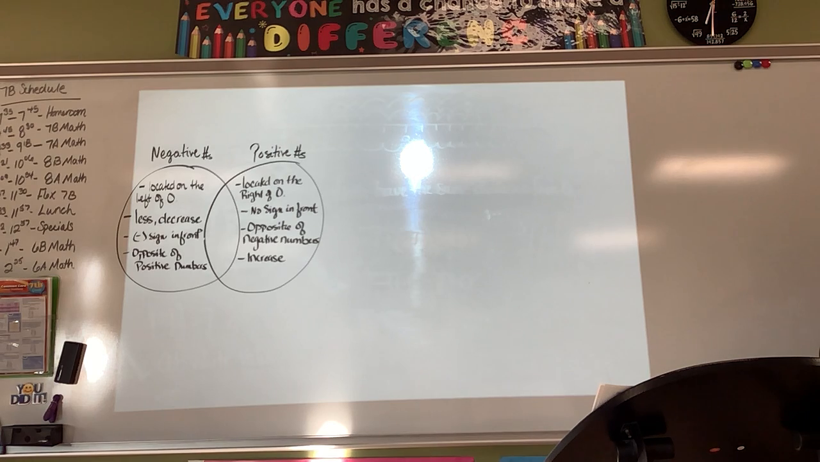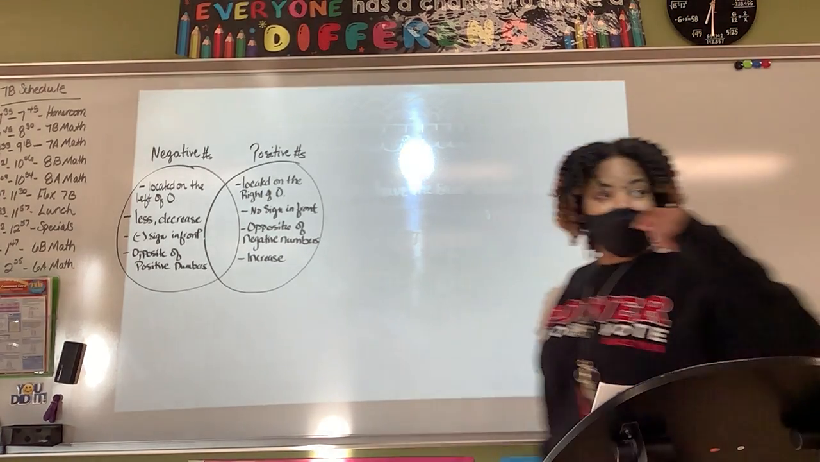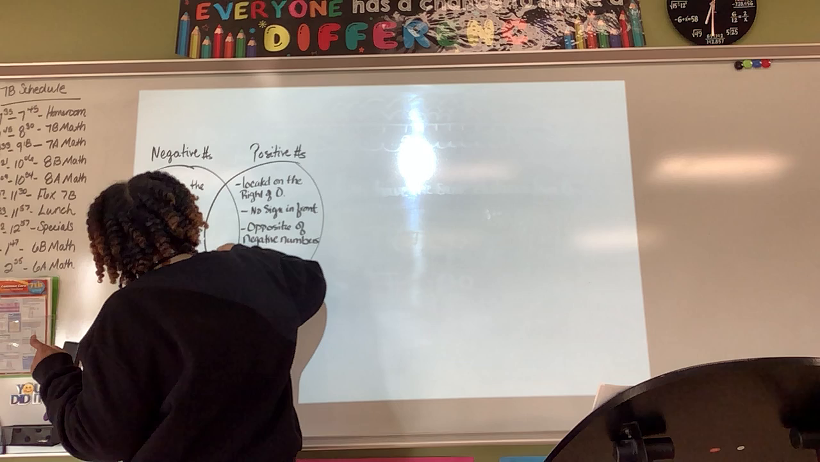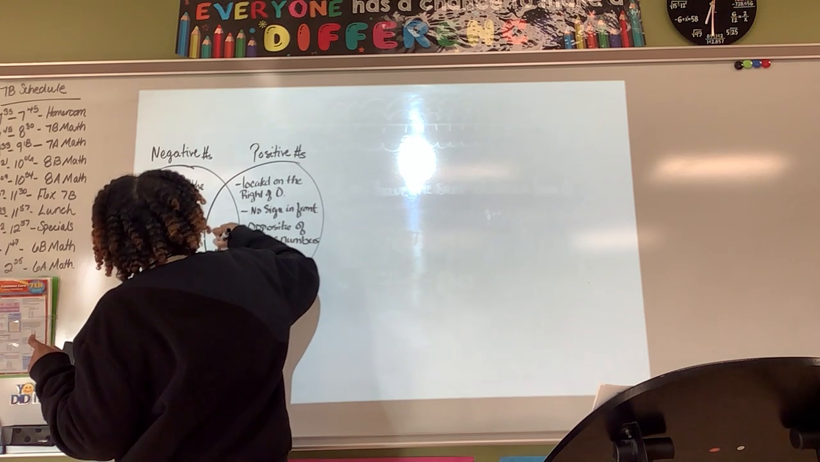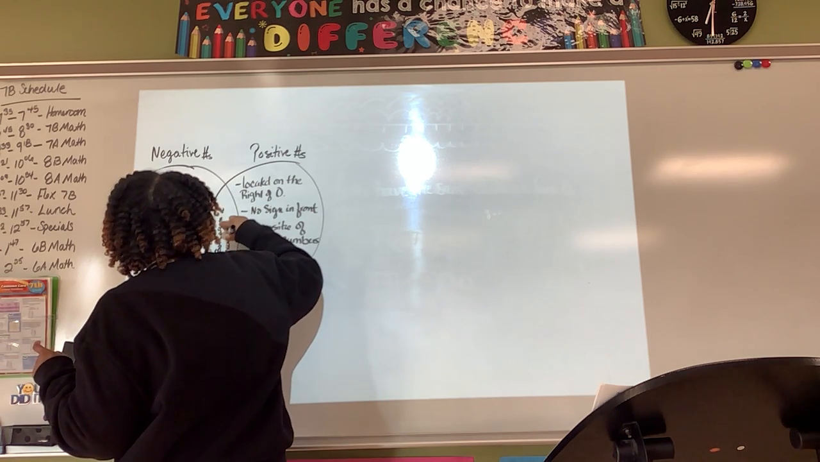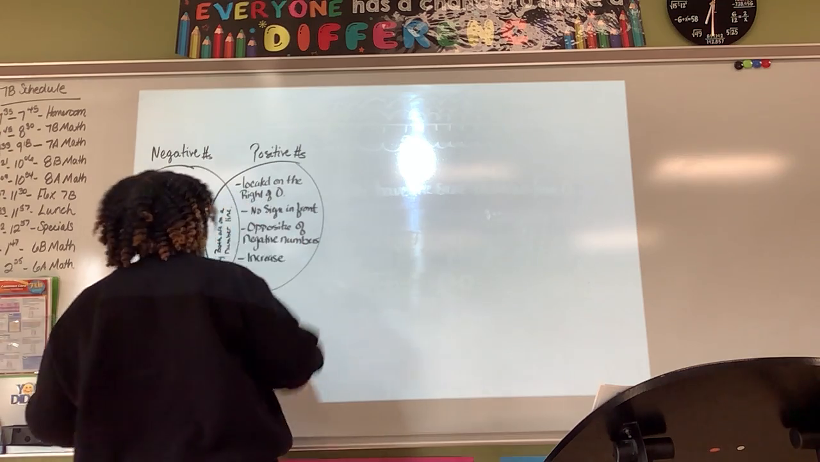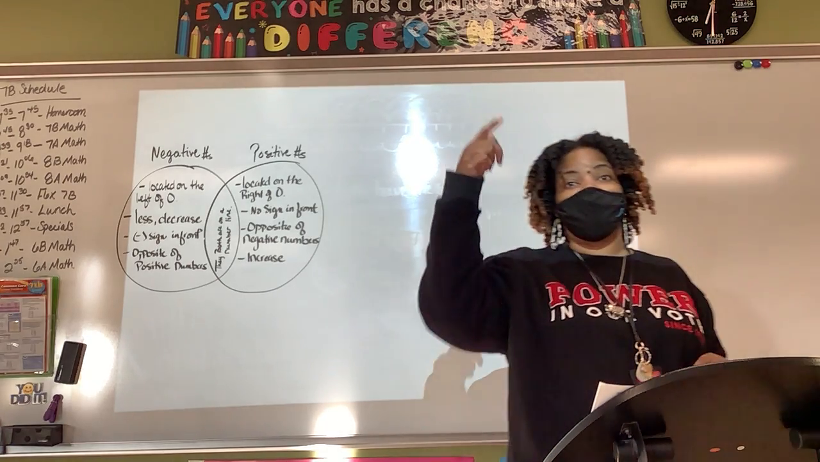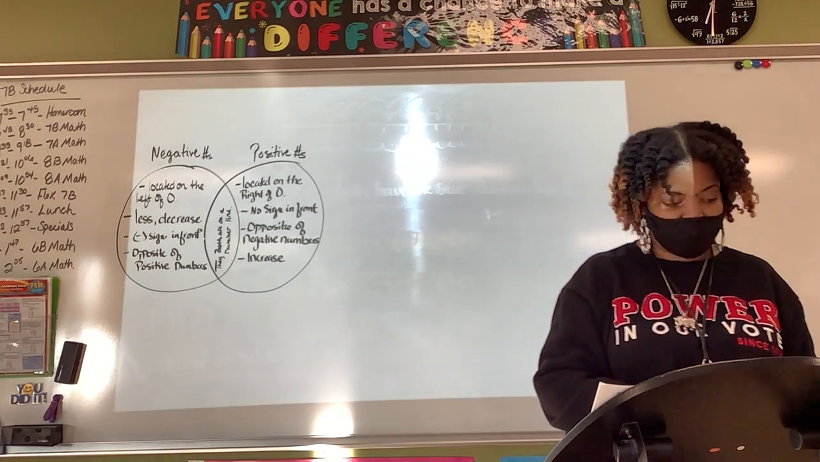That is true. But what do they both have in common? Where are they both located? Where can you find both of these? Huh? Behind the 0 or from the 0. On a, I can't hear you. On a number line. They both are located on a number line. Okay, I'll say it. They both are located on a number line.